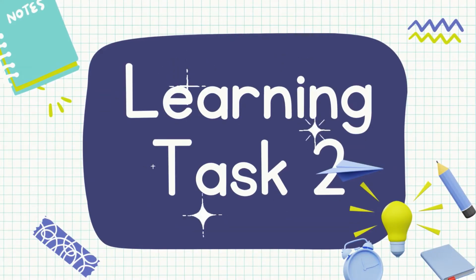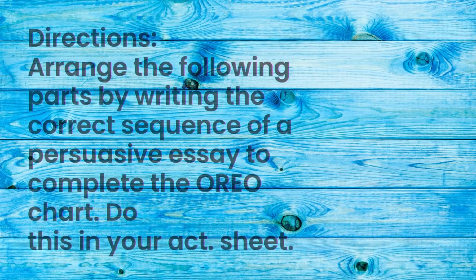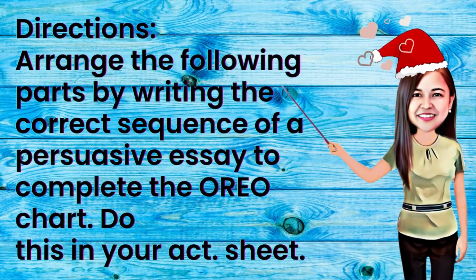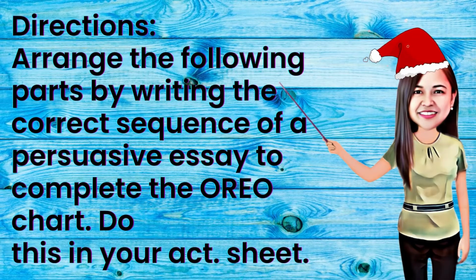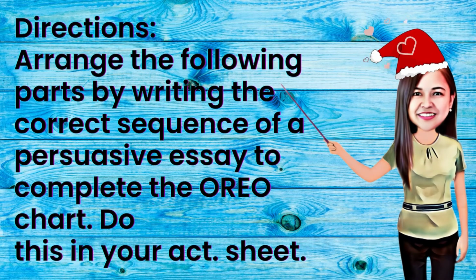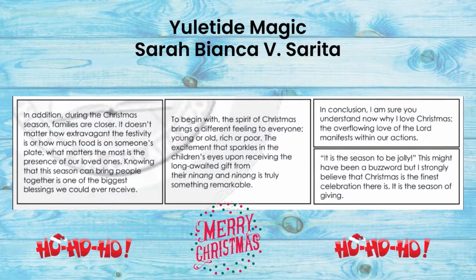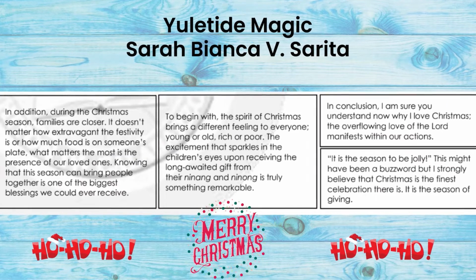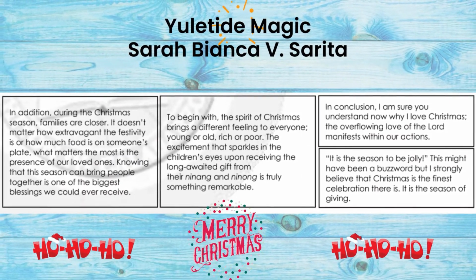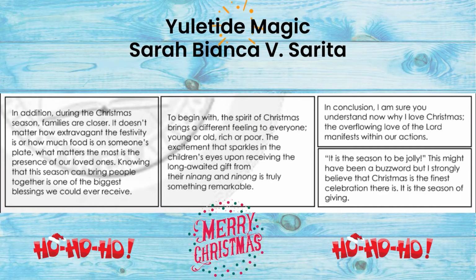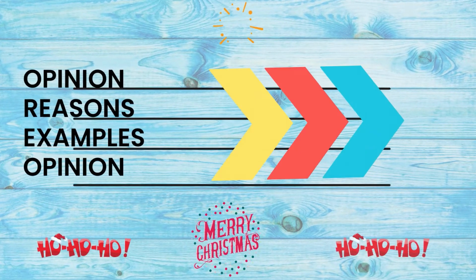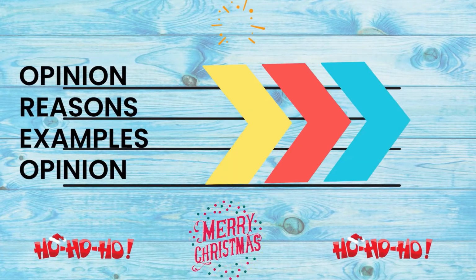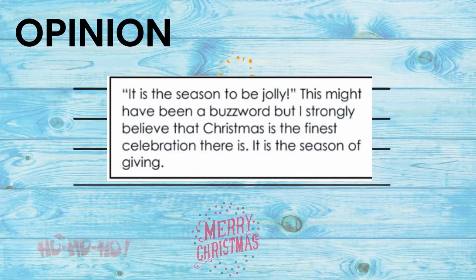Learning task number 2 will ask you to arrange the following parts by writing the correct sequence of a persuasive essay to complete the OREO chart, remember? So do this in your activity sheet. Good luck, guys. This is about the Yuletide Magic, written by Sarah Bianca V. Sarita. So this is not arranged accordingly. So all you have to do is to write them based on the OREO chart. Opinion, reasons, examples, and opinion, or OREO pattern.